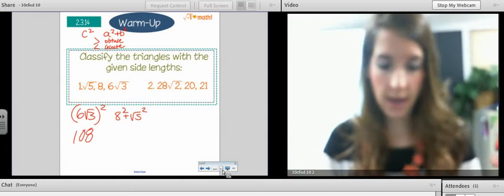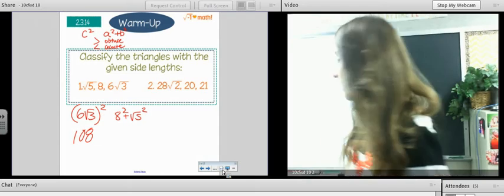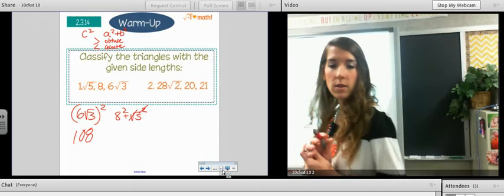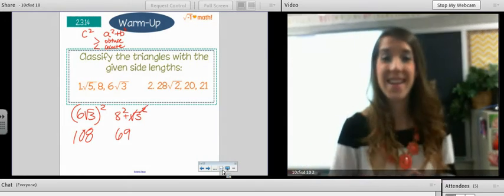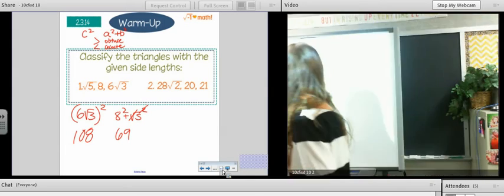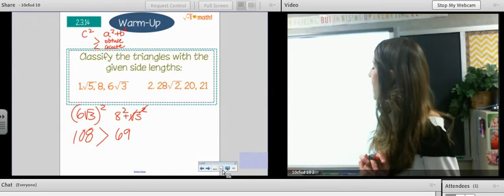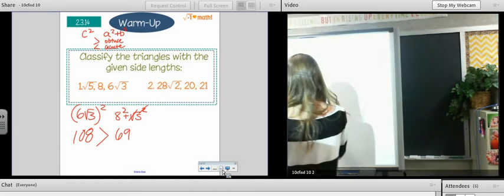And the other side, 8 squared plus 5, because the square root of 5 squared will cancel. And then the sign is going to eat the bigger number, right? Chomp, chomp, chomp. Eat the bigger number. And therefore, very good, Hussein, our answer is obtuse.